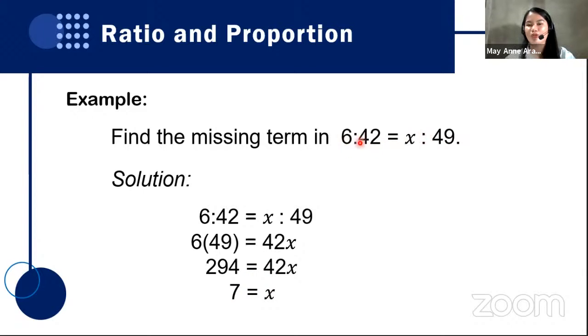And we know that 6 over 42, if simplified, is 1 over 7. And 7 over 49 is also 1 over 7. So, pwedeng ganun na lang yung gawin nyo, without doing this pa. Just simplify this, so 1 over 7. So, ano ba yung kapartner ng 49? Di yun ay 7. So 1 over 7 is equal to 7 over 49. So alam nyo na agad yung value ng x.